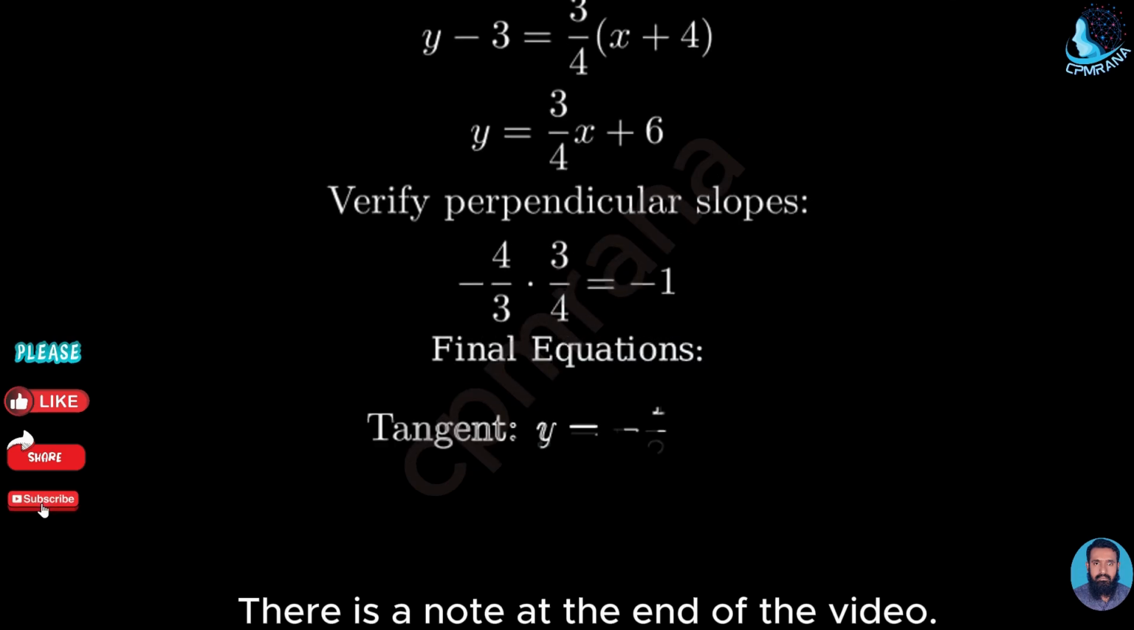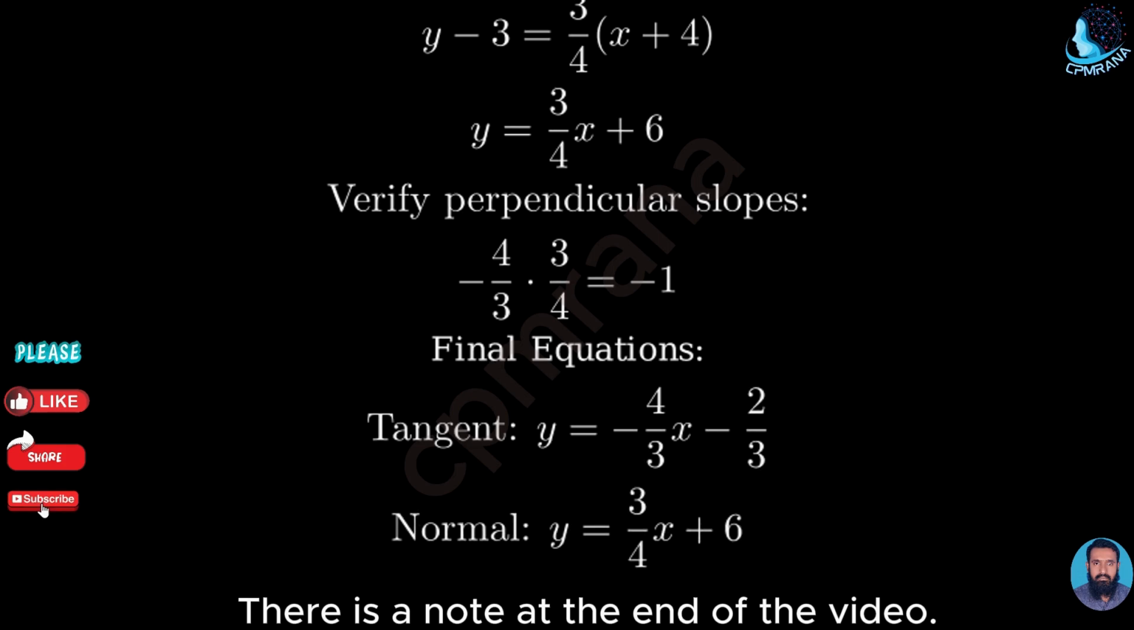In conclusion, we've found that the tangent line is y equals -4/3 x minus 2/3, and the normal line is y equals 3/4 x plus 6. Our graph shows these lines intersecting at our point (-4, 3), with the tangent line being parallel to the hyperbola at that point, and the normal line being perpendicular to it.